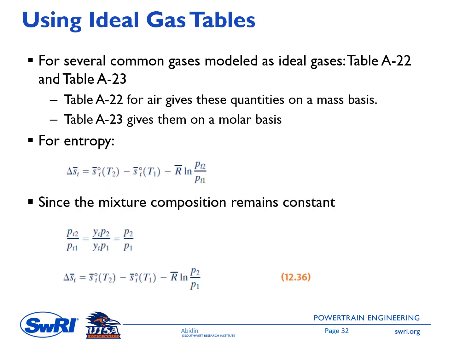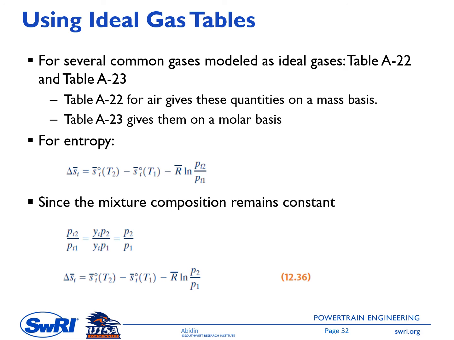We will still use case tables in this chapter. For several common cases modeled as ideal gases, we have table A22 and table A23. I believe you are very familiar with table A22. This is for air and gives you the quantities on a mass basis. And then table A23, you can open the corresponding table. It has a variety of different gases, and it gives you the properties on a molar basis.